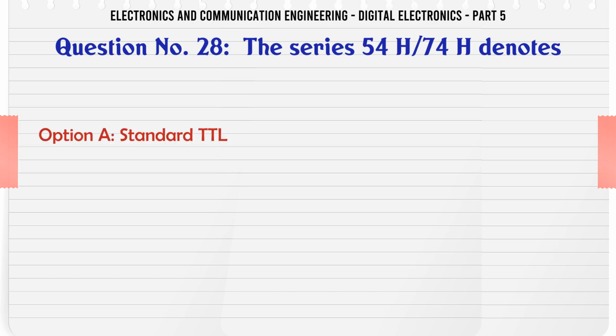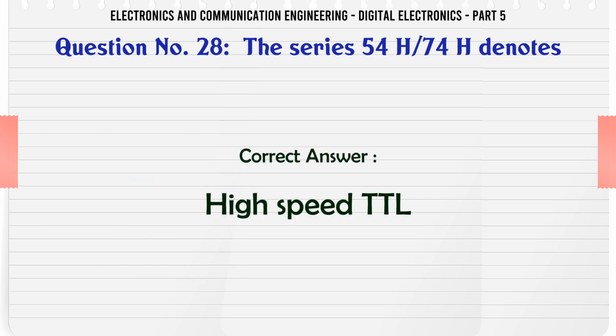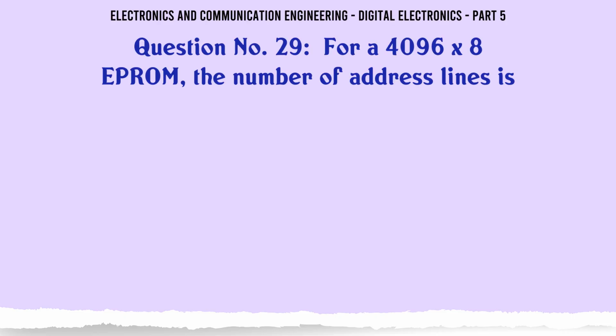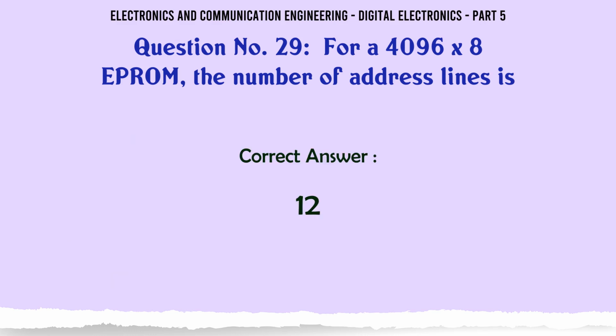The series 54H/74H denotes A. standard TTL, B. high speed TTL, C. low power TTL, D. high power TTL. The correct answer is high speed TTL. For a 4096x8 memory, the number of address lines is A. 14, B. 12, C. 10, D. 8. The correct answer is 12.